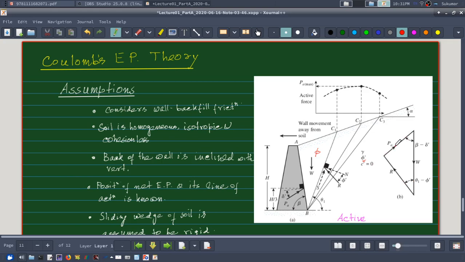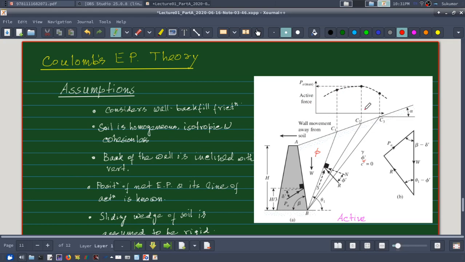Alright, and that PA I can plot. I can plot this active earth pressure for different failure planes, and the maximum that I get out of all these wedges, the maximum active earth pressure that is acting on the wall, I can get from this kind of graph. Okay, so it's a graphical and trial and error method.